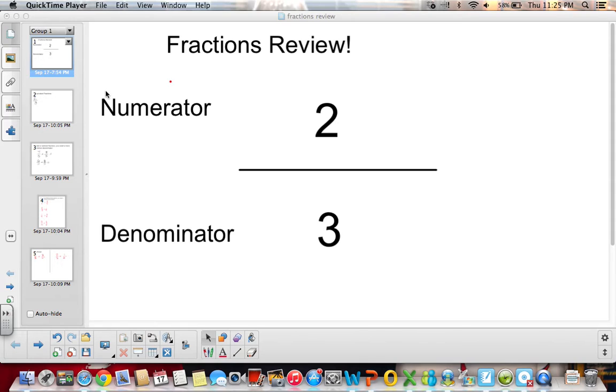Hi, sixth graders. I just wanted to do a quick review on fractions and adding and subtracting fractions with like and unlike denominators. So if we have the fraction 2/3, remember 2 is our numerator. The numerator is always on the top, and 3 is our denominator, which is on the bottom.